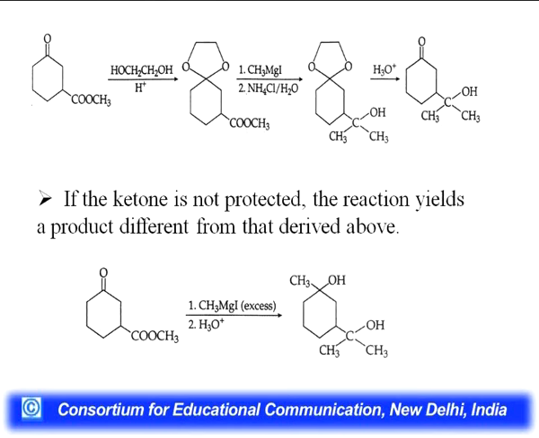Subsequently the further reaction occurs on the ester group. You can see, first of all there is an addition product by Grignard reagent, that is methyl magnesium iodide, followed by hydrolysis, and we get the tertiary alcohol. And this dioxolane can also be converted by dilute acid back to the keto group. If the ketone is not protected, the reaction yields a different product from that derived above. You can see what the different product will be if we are not protecting the ketonic group before proceeding with the other reaction.